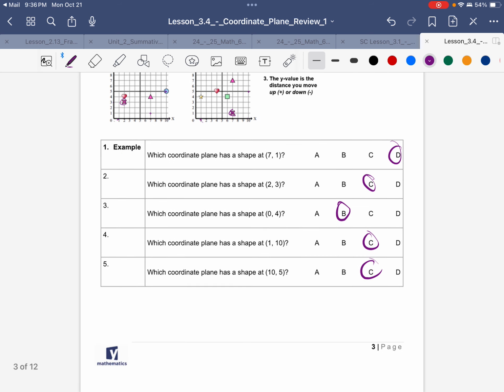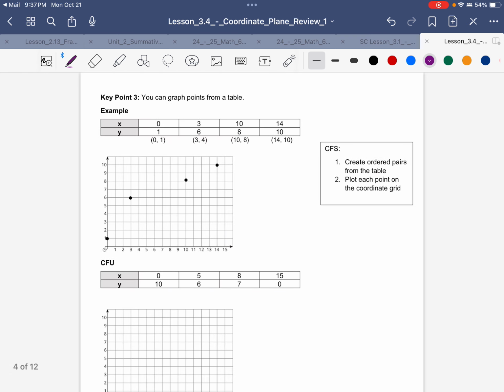So not a whole lot of calculations going on right now. It's just a matter of, can you read the graph? Can you plot the points? You can graph points from a table. So now you create your ordered pairs.